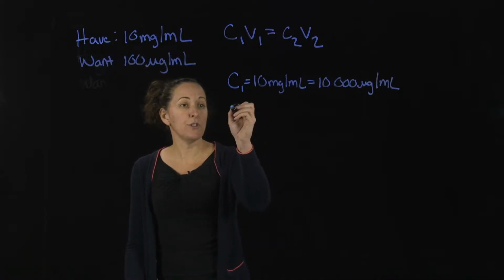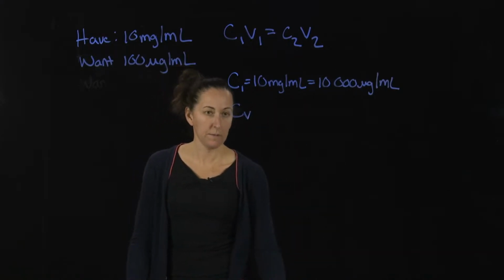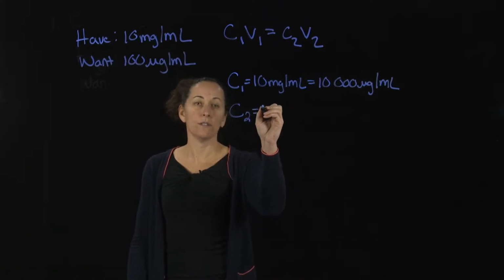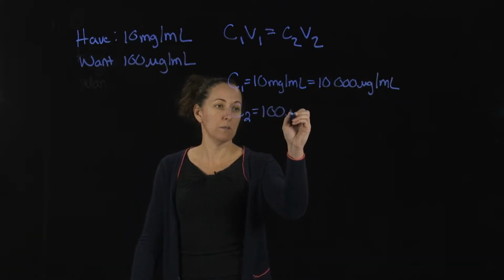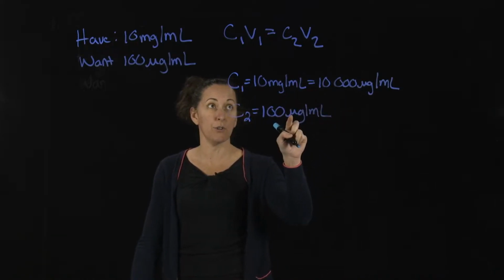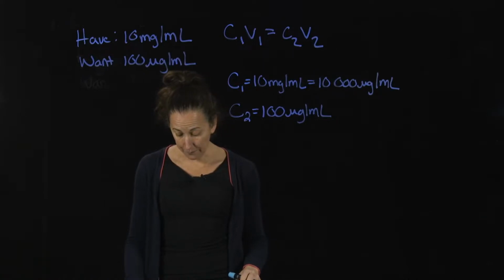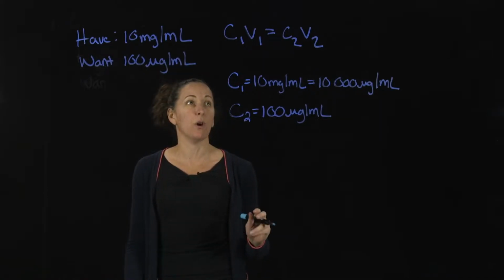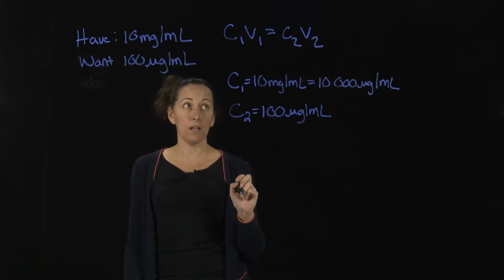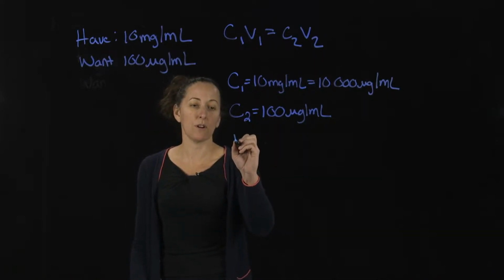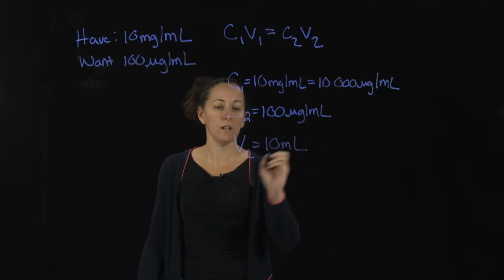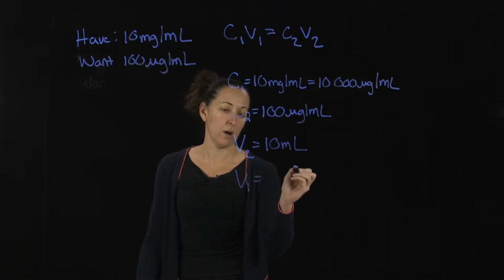Our C2 is our 100 micrograms per mil. Okay, so we have C1 and C2. So now we need to figure out what V1 and V2 are. So I'm going to say we want to make 10 mils total. So that means our V2 is 10 milliliters, and our V1 is what we are solving for.